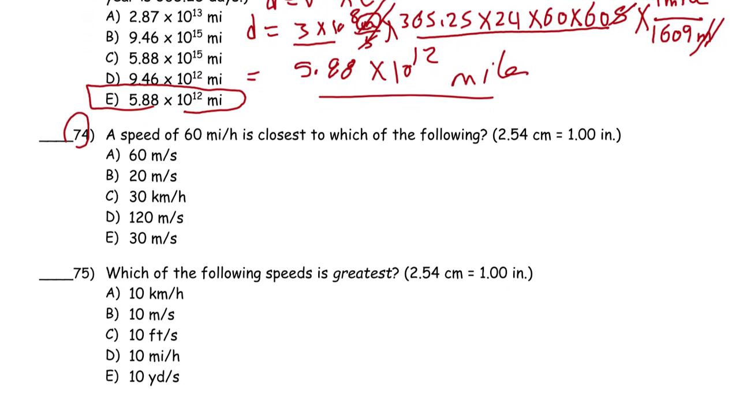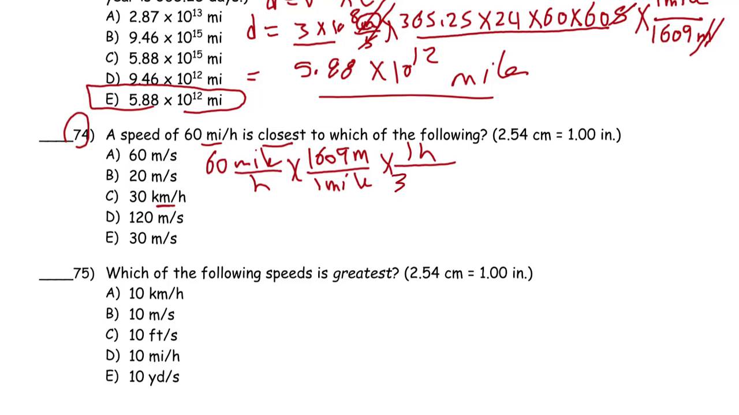For 74, a speed of 60 miles per hour is closest to which of the following? So we need to convert 60 miles per hour to meter per second. If we find the answer, it's okay. If not, we will use kilometer per hour or look for the answer in kilometer per hour. Okay, 60 mile per hour times, you know that 1 mile is 1609 meter, times 1 hour is 3600 seconds. Hour goes with hour, mile goes with mile, so 60 times 1609 over 3600 yields 26.8.